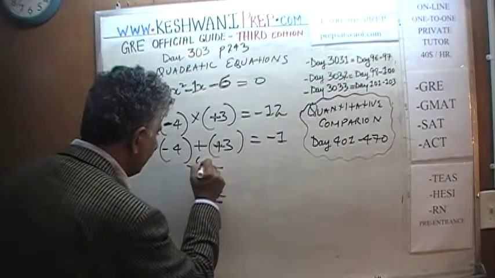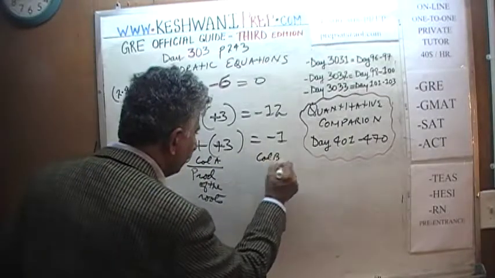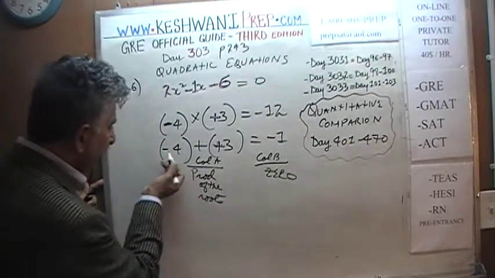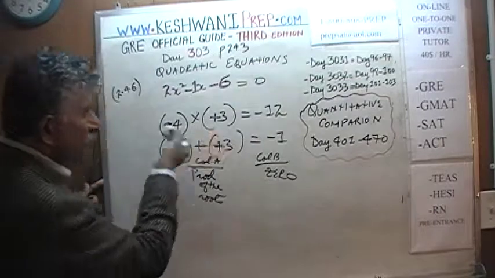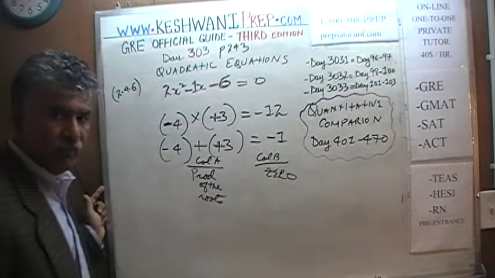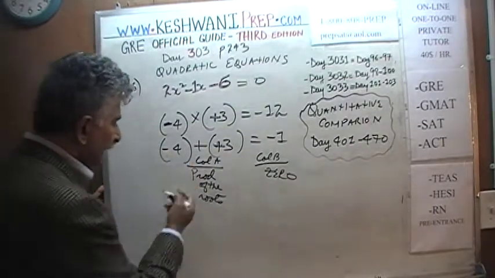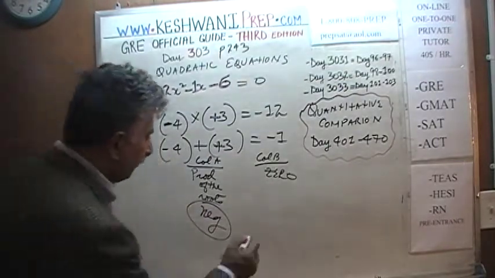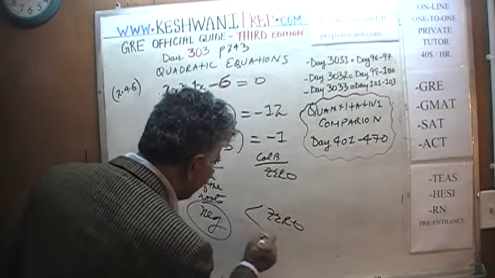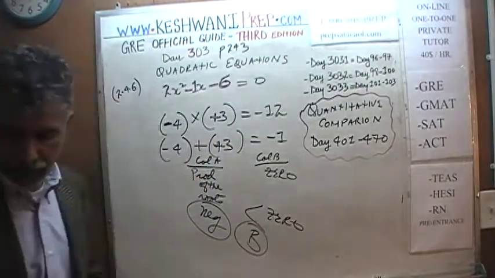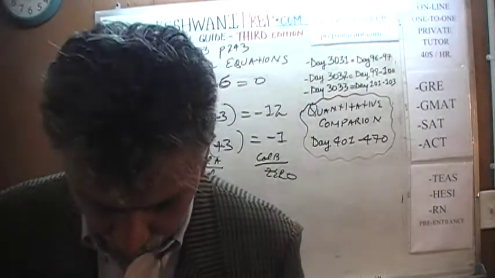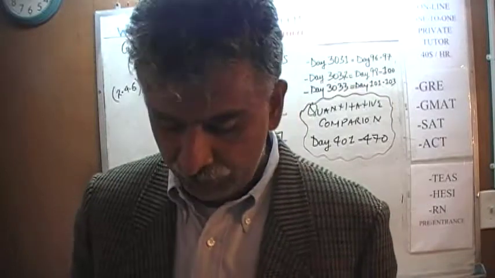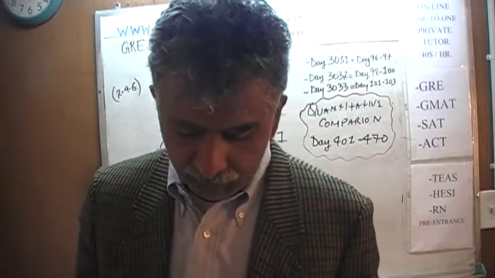That was the first column, column A, and column B was 0. The product, of course, has to be negative. We don't have to find out the roots here. We don't have to spend our time looking for the roots. We simply have to realize that the product of these two roots is going to be negative. Negative versus 0. Of course, 0 is bigger. The answer is B, because we realize right away, just by looking at it, that the product has to be a negative quantity, because they are of opposite sign.